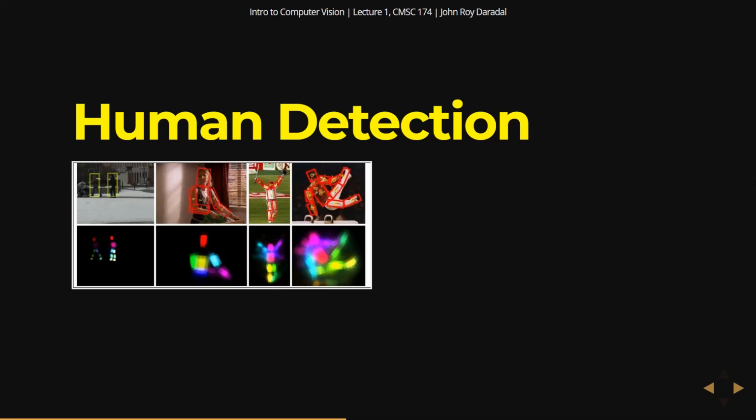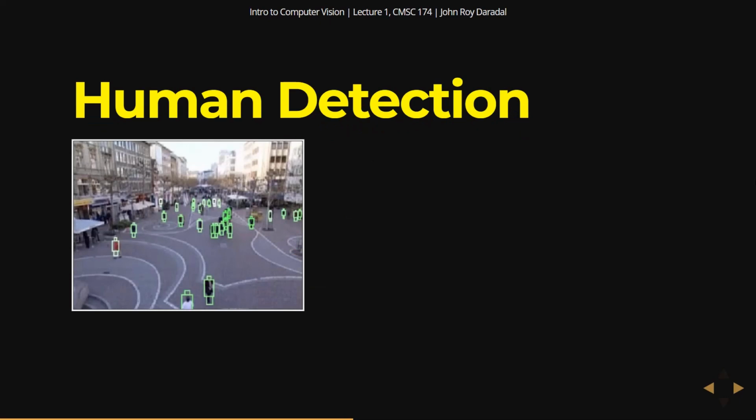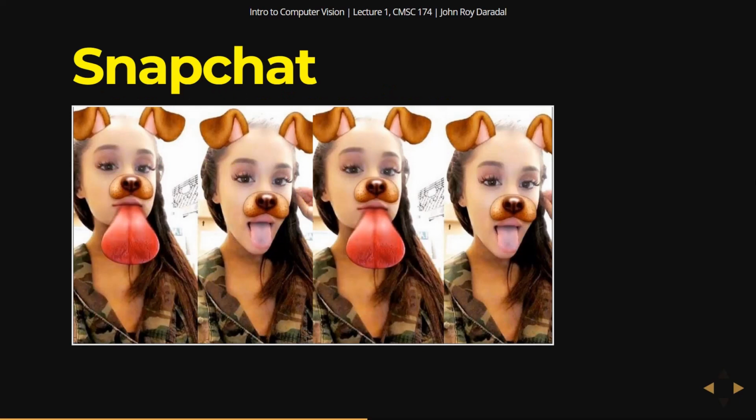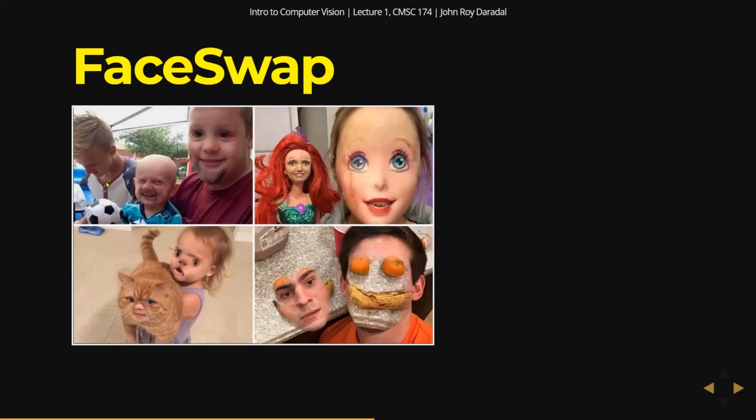Okay, and then of course you have human detection, detecting humans. So also for surveillance, and then face detection, of course, right? So you've seen a lot of this, like in Snapchat filters, Instagram filters. How does it know where to put the tongue and the nose and the dog ears, right? So it's because it has detected your face. And then of course you have the face swap, if you've seen this before. So it produces some creepy things, yeah, but you can swap two faces basically. It's because you've detected the two faces.